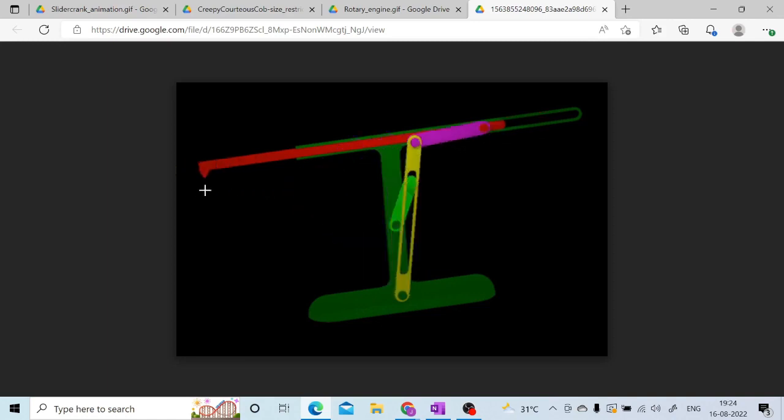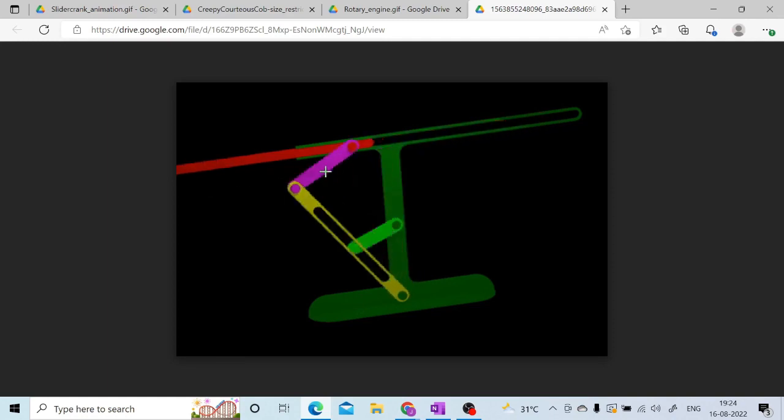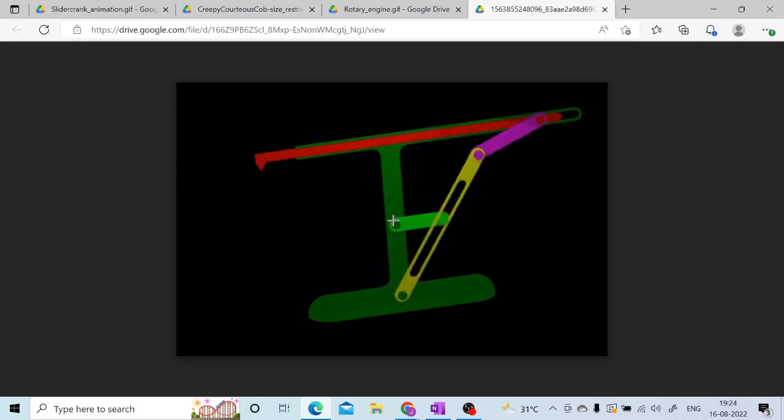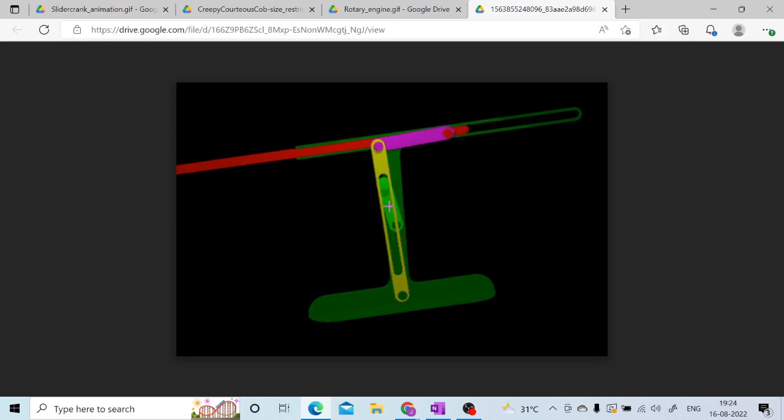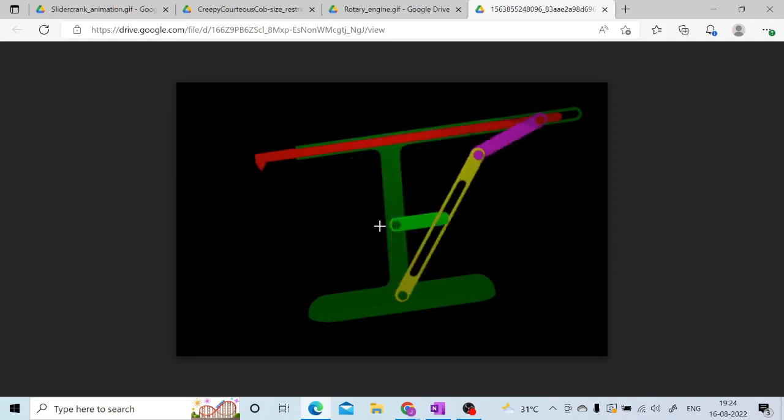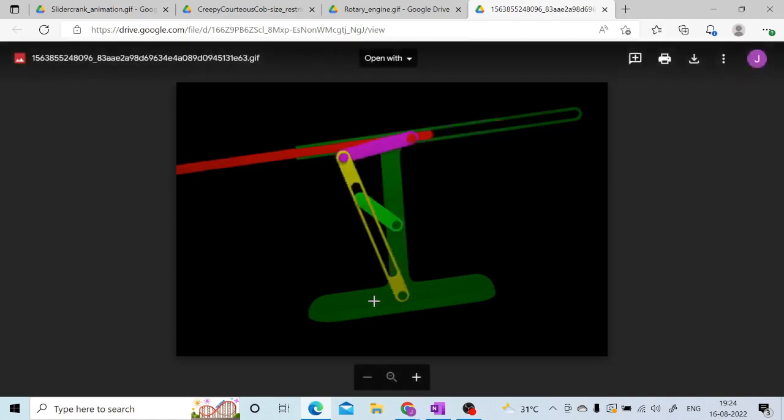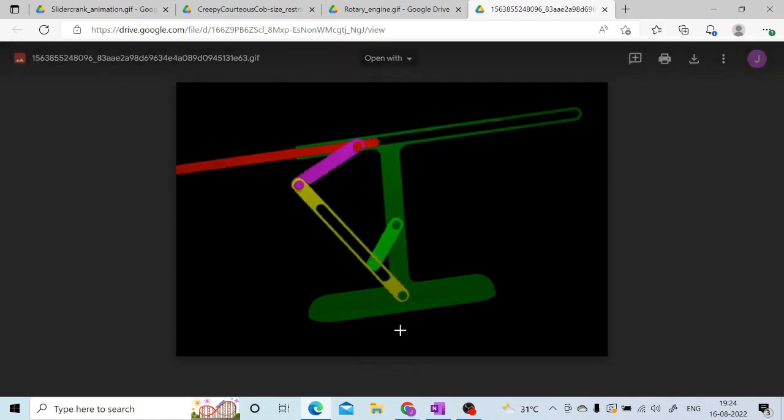Here also you will have a cutting stroke and a return stroke. So this we will see in detail. Also we will see the cutting ratio and the stroke length and all these things in future, how we can calculate all those things.